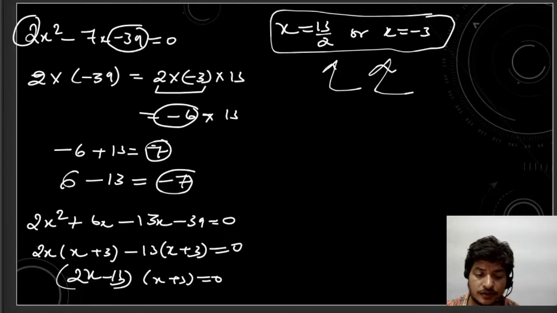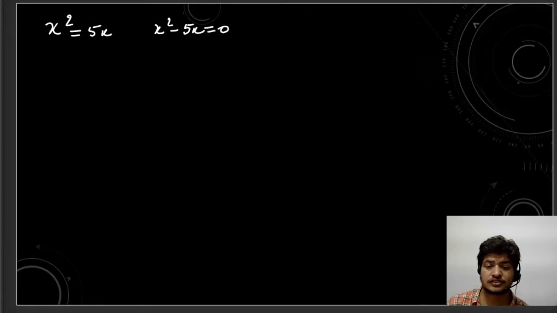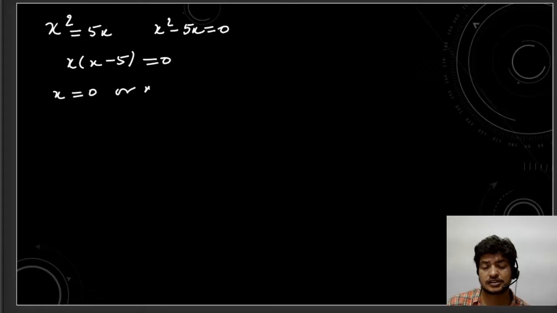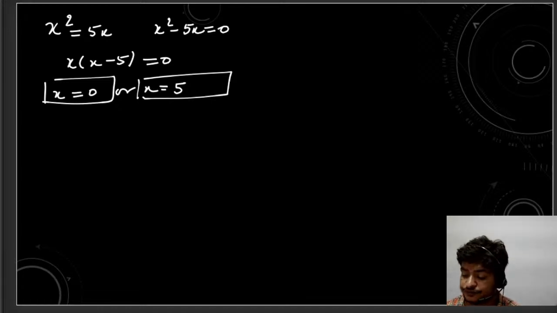अब चलते हैं हम लोग नेक्स्ट क्वेश्चन पे. नेक्स्ट क्वेश्चन इजी है. नेक्स्ट क्वेश्चन में क्या लिखा हुआ है? x square is equal to 5x. इसके रूट्स निकालने हैं. So I can write all the values on one side, that is x square minus 5x equal to 0. Now if I take x common, you will get x into x minus 5 equal to 0. So you are getting the value of x that is equal to 0 or x is equal to 5. From both sides we are getting the value of x that is equal to 0 and x is equal to 5.